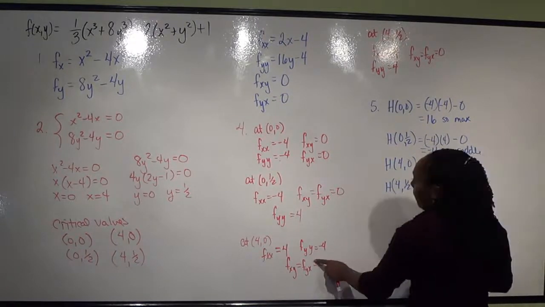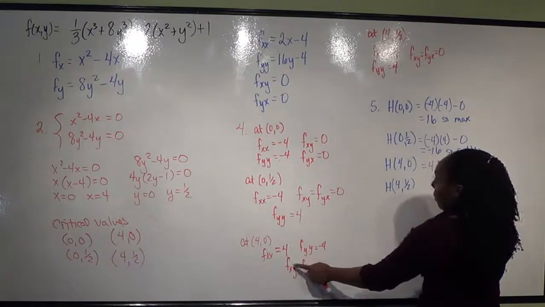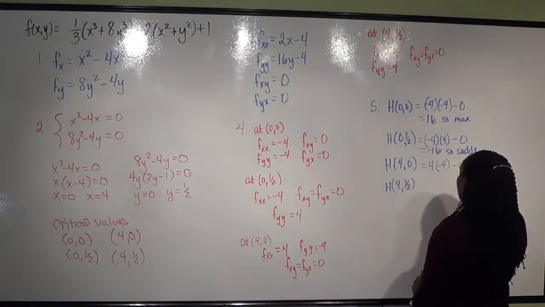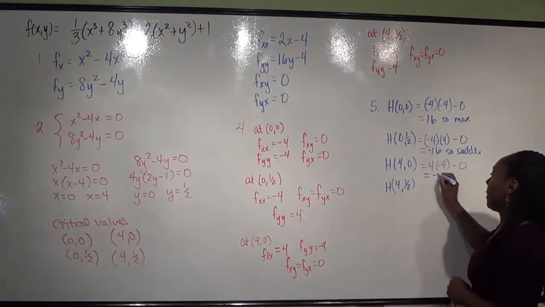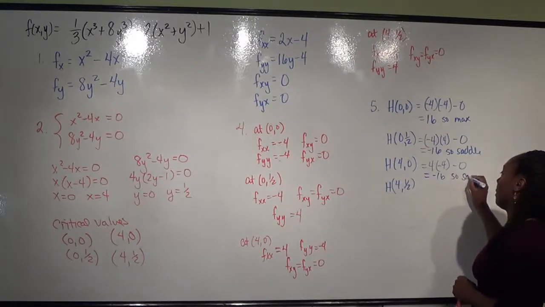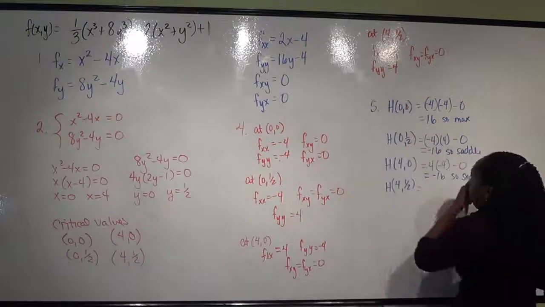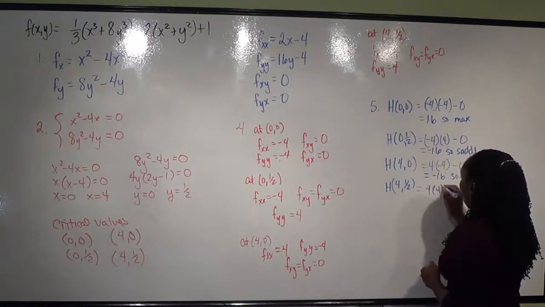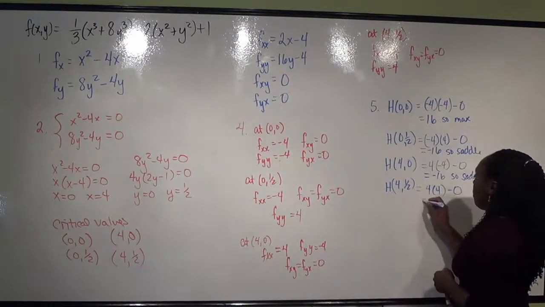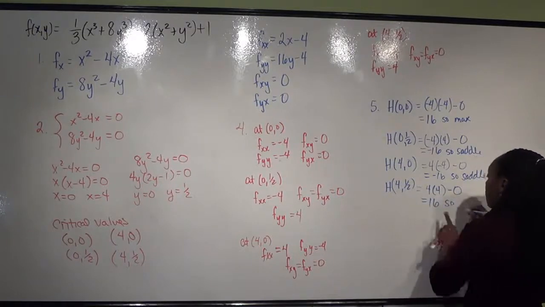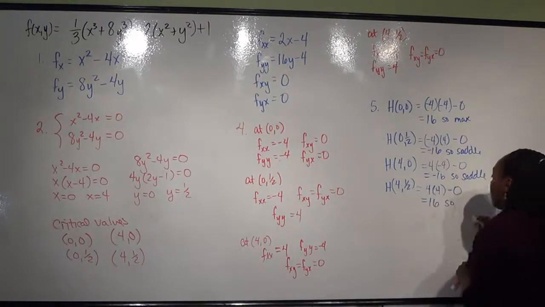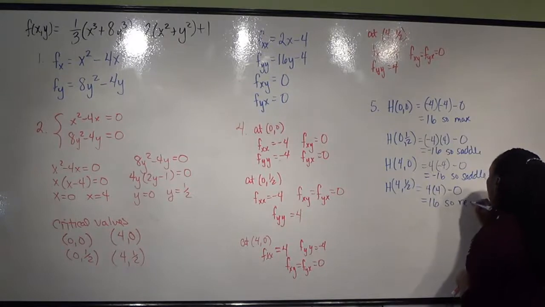At 4, 0, I've got 4 times a -4 minus the 0. So again, a -16. And at 4, 1/2, we have 4 times 4 minus 0, which is 16. This is positive, and the F's are positive, so this is going to be a relative min.